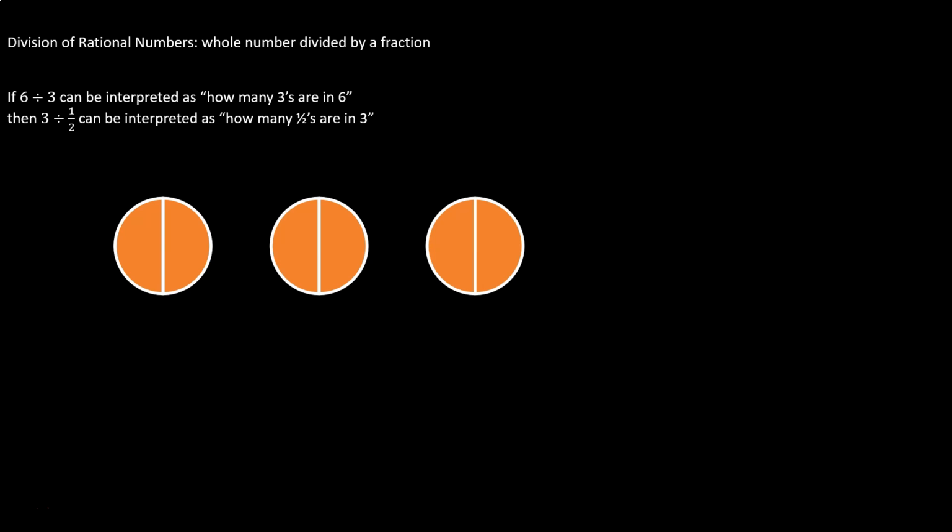I've got 3 circles on the screen. I've cut each one into halves so that I can count just how many halves we have. There's 2 halves in the first circle. There's 2 halves in the second circle, so now we're at 4. And then there's 2 more in the third circle. So there's a total of 6 halves inside of the total of 3 circles. So we're counting how many halves are inside of 3. There are 6.